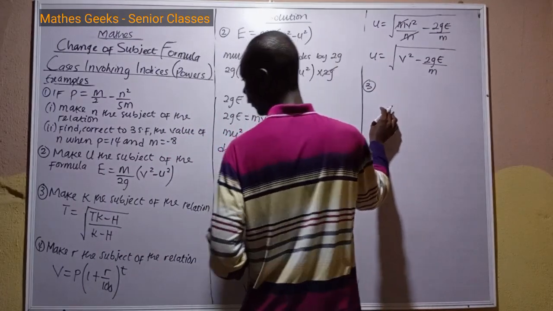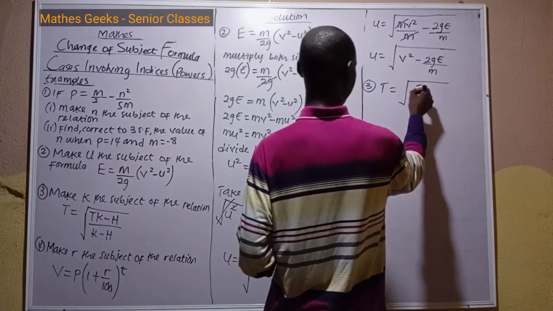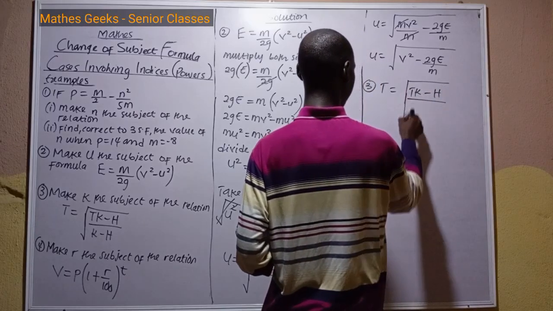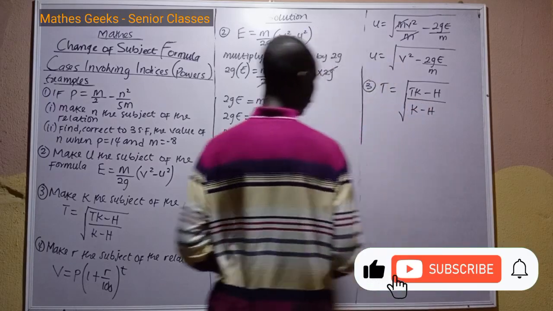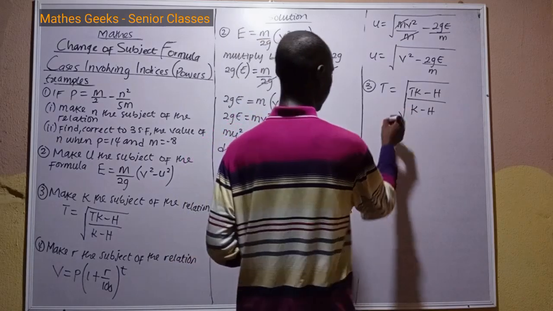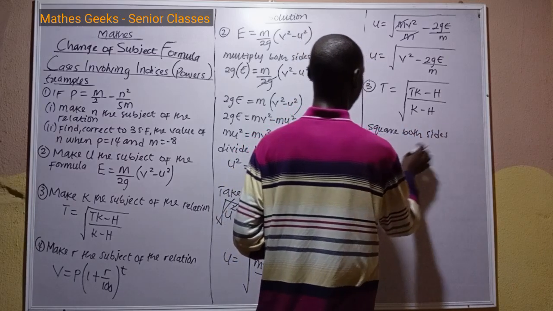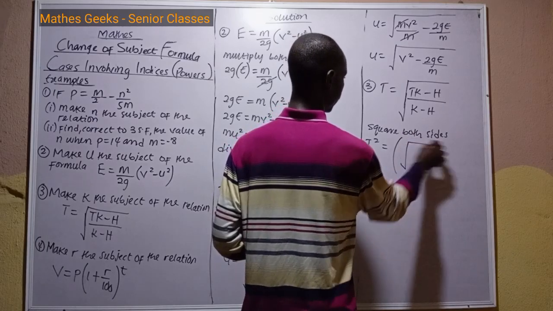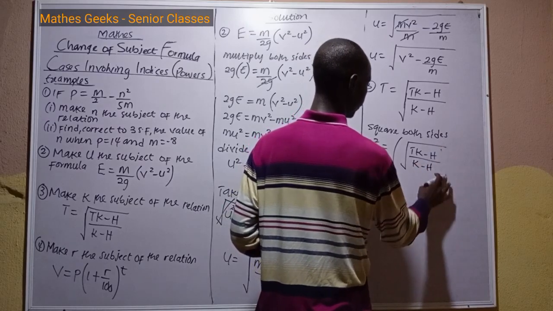Number 3, make K the subject of the relation. T is equal to the square root of (TK minus H) over (K minus H). So we want to make K the subject of the formula. What we need to do first of all is to eliminate the square root sign. So we're going to square both sides. T squared is equal to (TK minus H) over (K minus H).